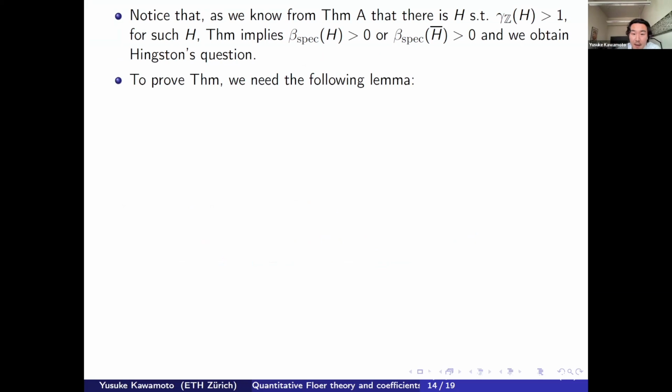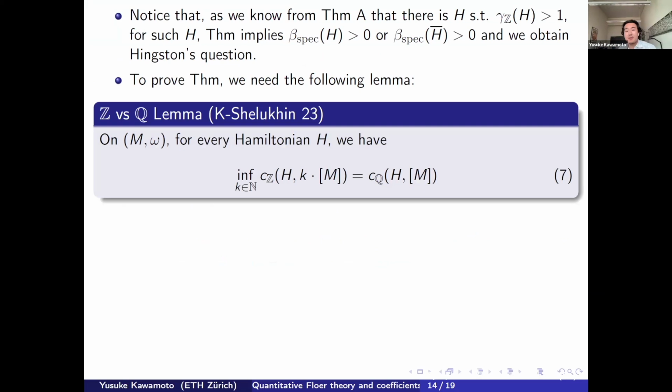So how do we do that? We use the following lemma. Once again, it's about comparing spectral invariants defined over different rings. Here we consider the comparison between Z coefficients and Q coefficients. Our result tells you that the spectral invariant over Q is exactly the same thing as the smallest spectral invariant defined over Z for k times the fundamental class.